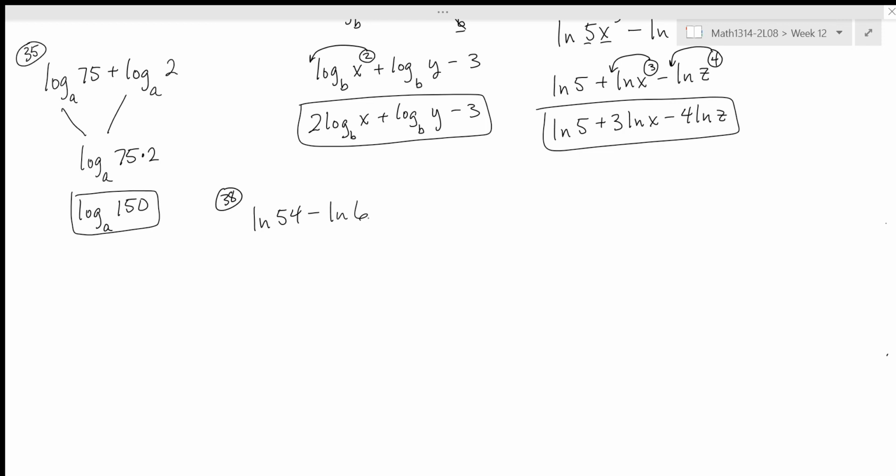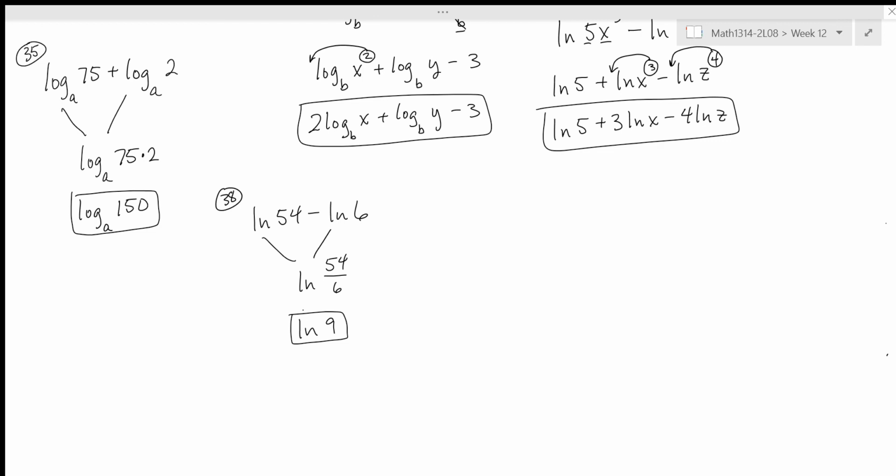That's going to turn into a fraction. And again, the two logs become one. And who goes on top? And then you do need to go ahead and divide that if it will divide. 54 divided by 6? Natural log of 9. Any questions? Ready for the next one?